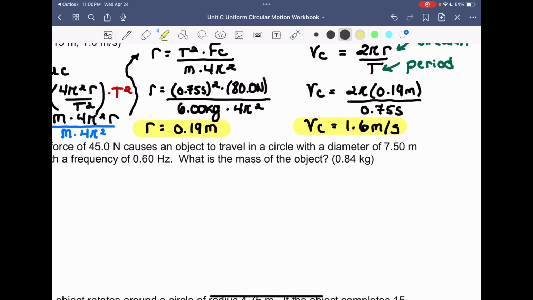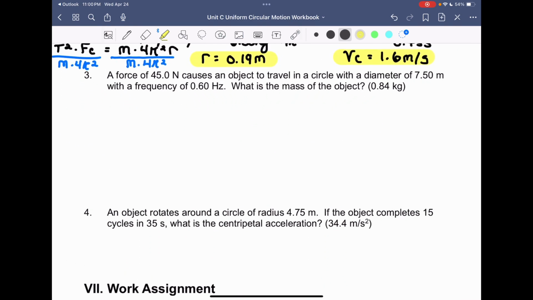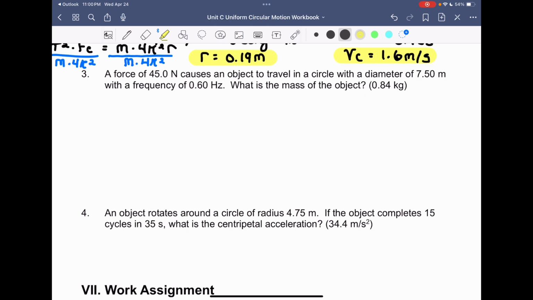Okay, let's move on to example 3. Example 3 is that we have a force of 45 newtons that causes an object to travel in a circle with a diameter of 7.5 with a frequency of 0.60 hertz. What is the mass of the object?